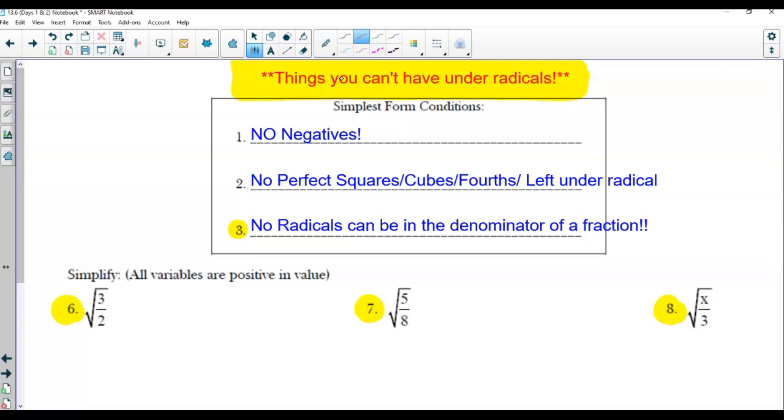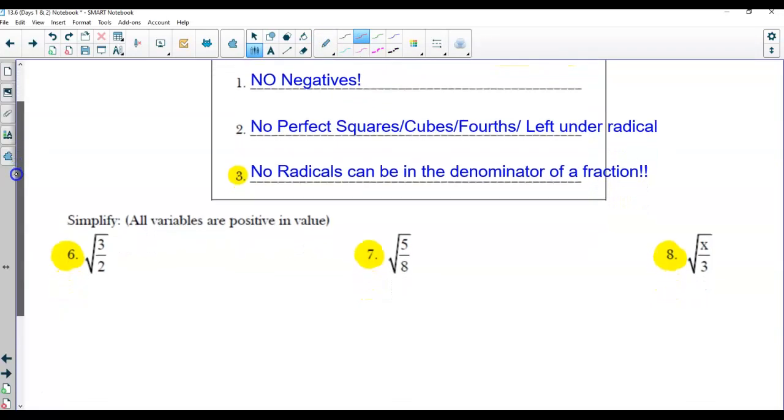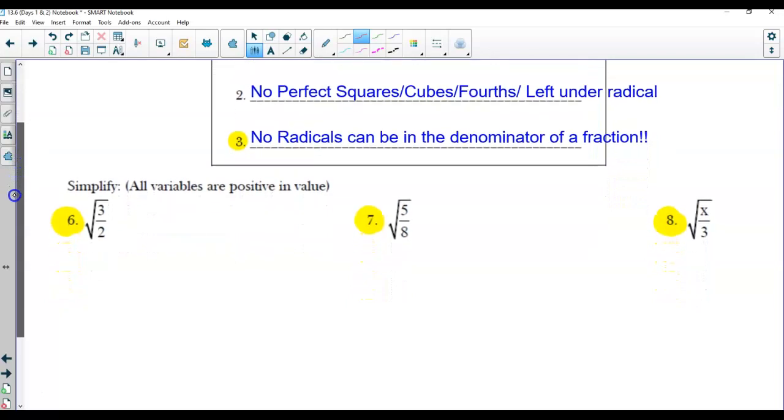So let's take an example. Let's look at number 6, 7, and 8. And then I'm going to have you try a few.